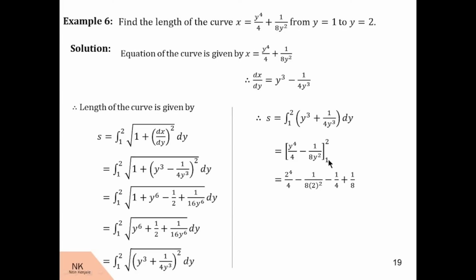Now let us substitute lower limit. So after substituting lower limit 1 in y, we have 1 by 4 minus, into minus plus, into 1 upon 8 into 1, that is 1 by 8. When we simplify this, we found the answer is 123 upon 32. This is length of the given curve. Now let's go ahead for next example.